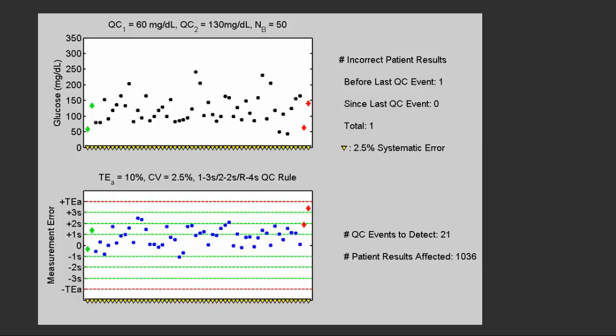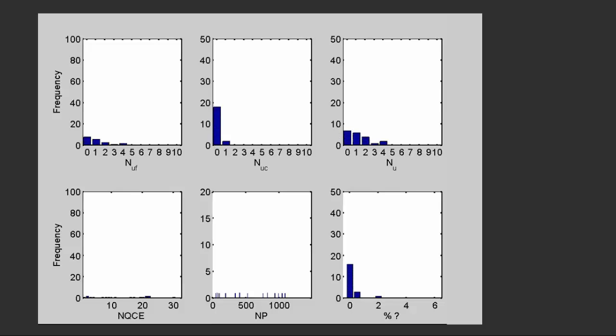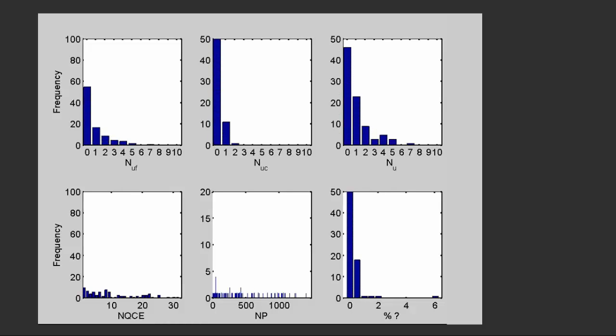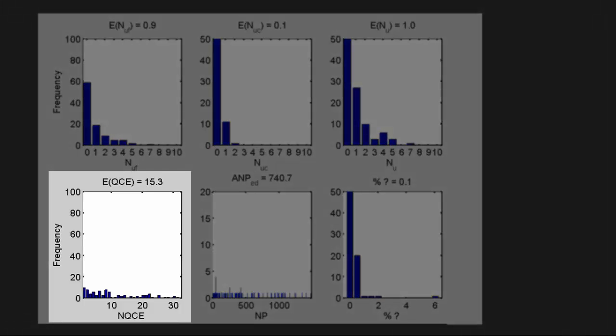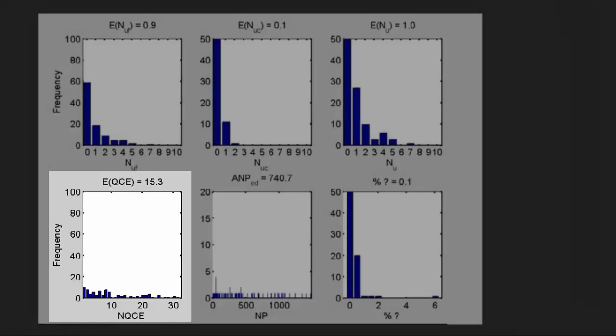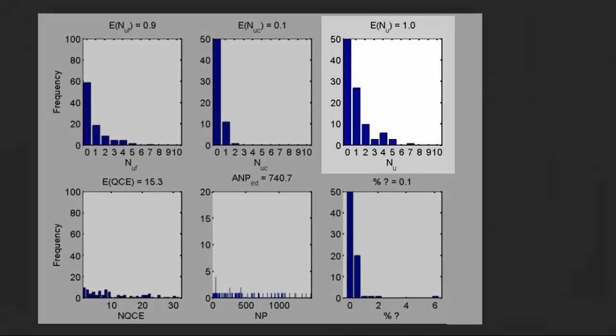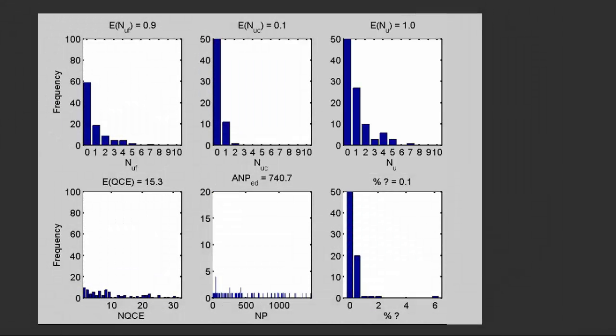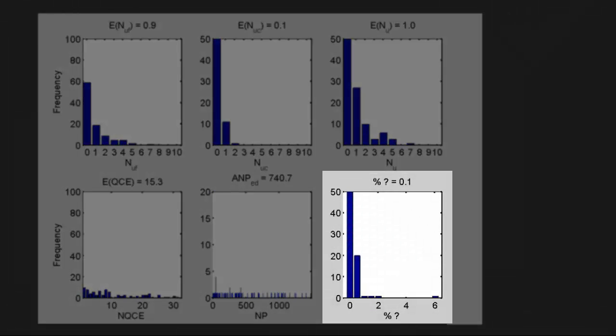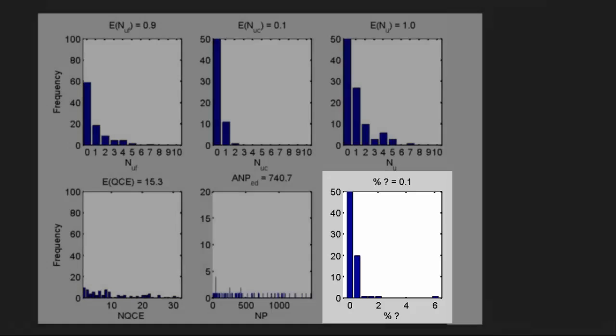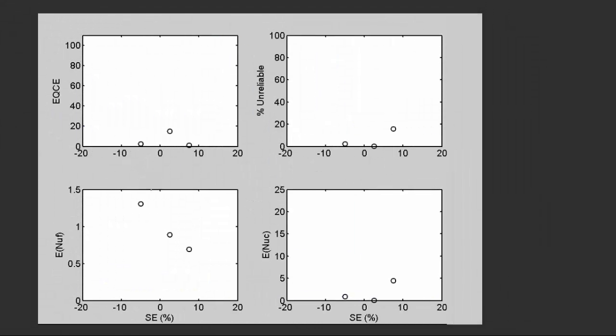No. Let's test this. Let's simulate this condition 100 times. In this case, notice that the expected number of QC events to detect this 2.5% shift is quite large, over 15, but the total E-new is only 1. The reason is that we only expect 1 out of 1,000 results to fail to meet the quality requirement when a 2.5% shift occurs. So, we've looked at 3 different cases that are shown here.